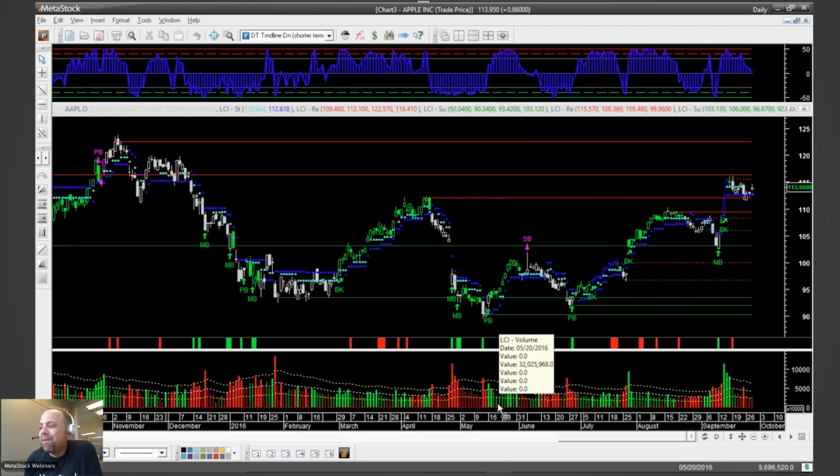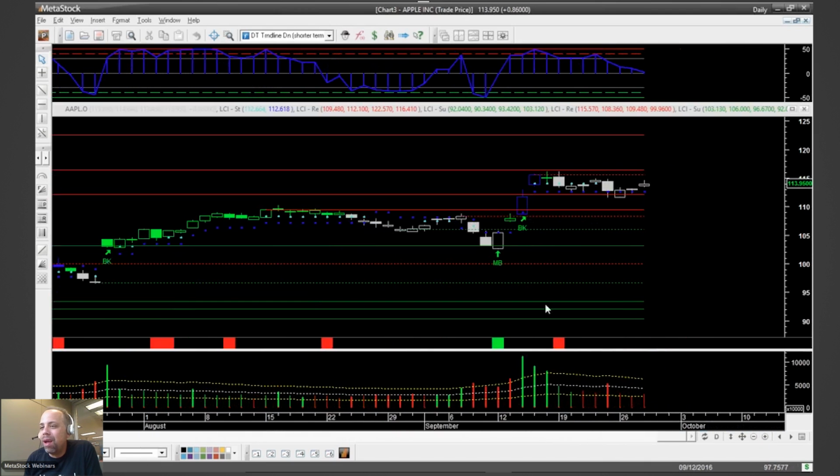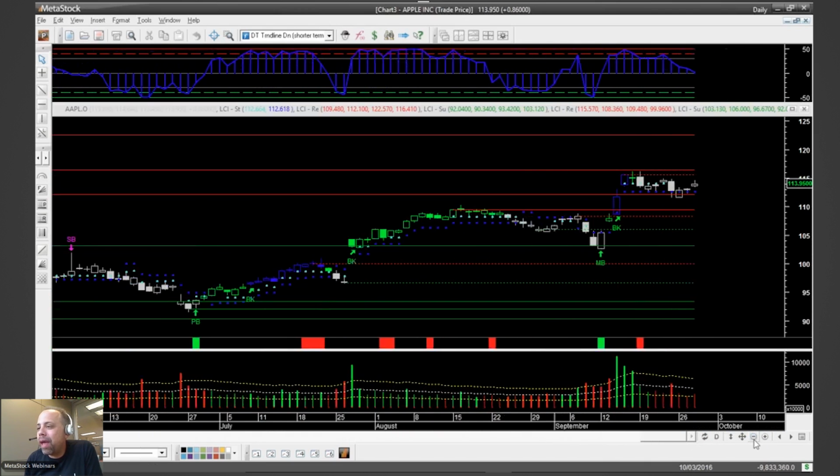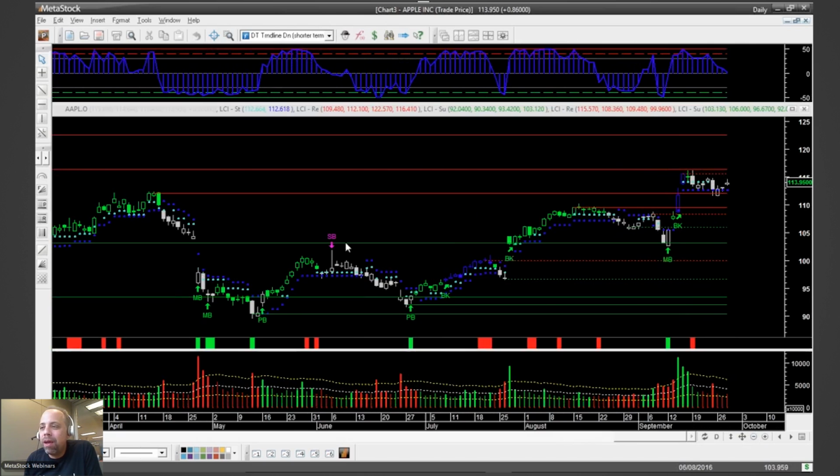First of all, let's start by zooming in a little bit. We can look at some of the signals. You had a little bit of an SB. You had a major bounce, a primary bounce, a breakout trade here, a breakout trade here. So the signals on Apple look actually really, really good.